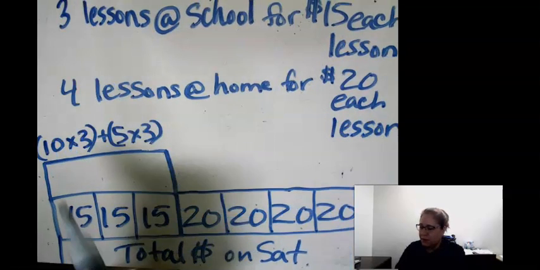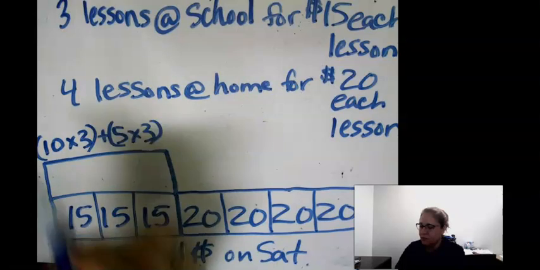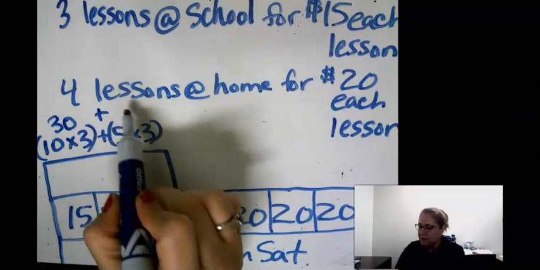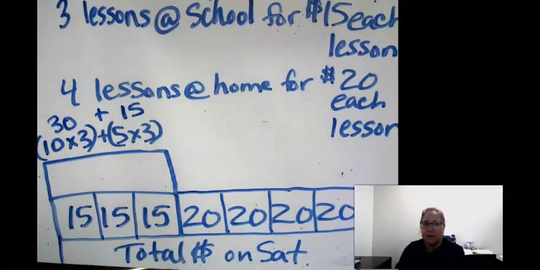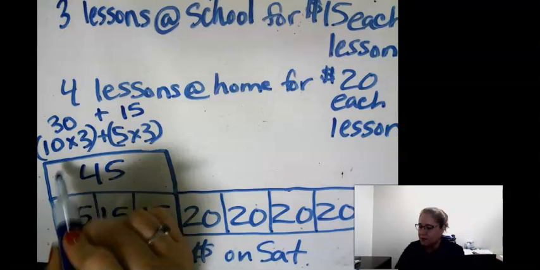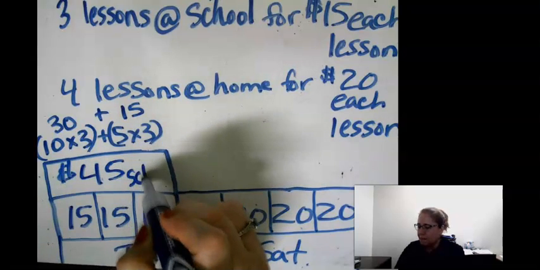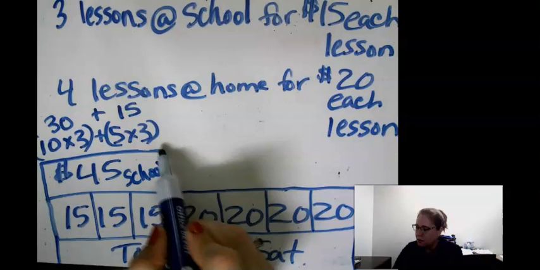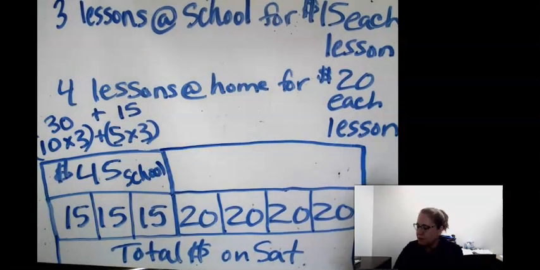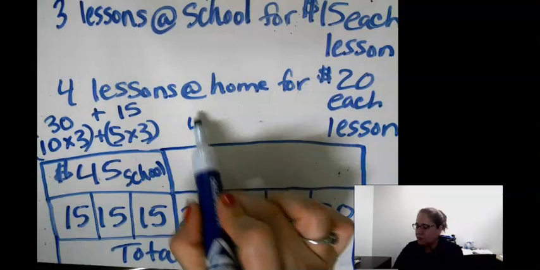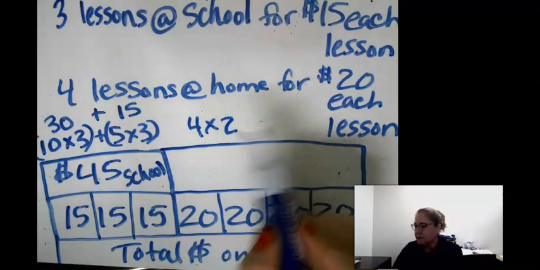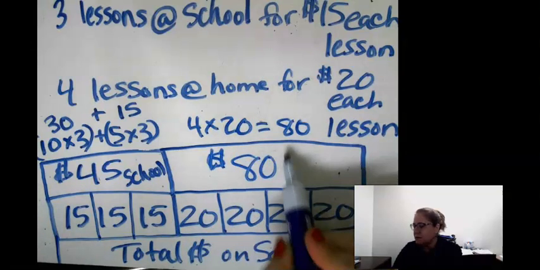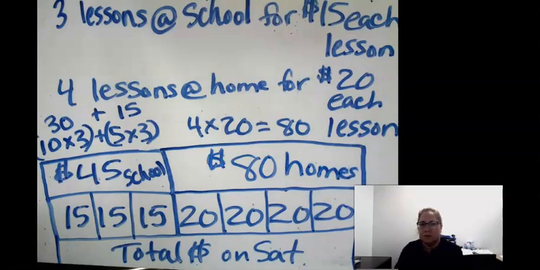Well, if I break up 15 into 2 smaller pieces, or partial products, I know that 10 times 3 is 30, and 5 times 3 is 15. So when I add 30 plus 15, I get $45 at school. Okay, next step, the 4 times 20. Well, if 4 times 2 is 8, then 4 times 20 is 80. So he makes $80 in homes.